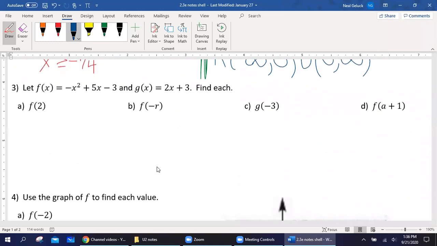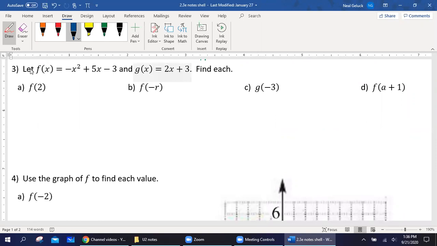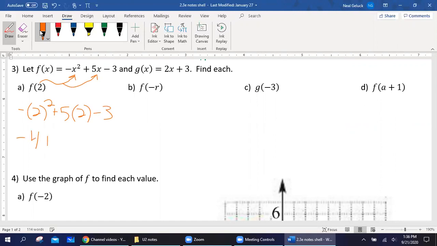The next concept we're going to look at is how we evaluate a function. So we've got two functions, f and g. And now we have some functional values we want to figure out. So f of 2. Be careful. This notation here looks an awful lot like f times 2. It's a poor notation, but it's what we're stuck with. It doesn't mean multiply f times 2. It means replace the variable with the number 2. So this would be negative 2 squared plus 5 times 2 minus 3. Watch your order of operations. I have to square the 2, which would be 4. There's still a negative out in front. Plus 10 minus 3, and I end up with 3.